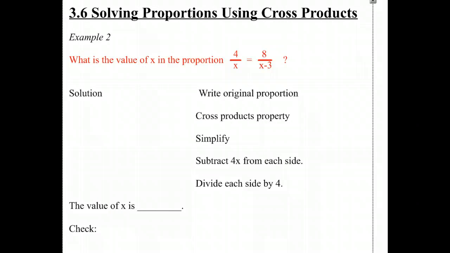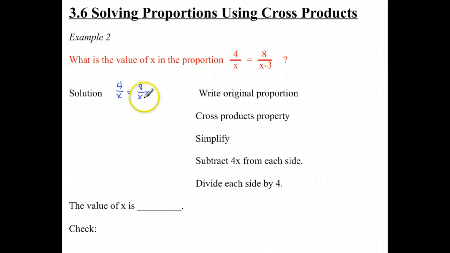Take a minute and read the problem. This time we still have to find the value of x, but we have two x's in here. So we're going to start by writing the original proportion: 4 over x is equal to 8 over x minus 3. The cross products property tells me that if I multiply 8 times x, or 8x, it will be equal to 4 times the quantity x minus 3. So I just used my cross products property here.